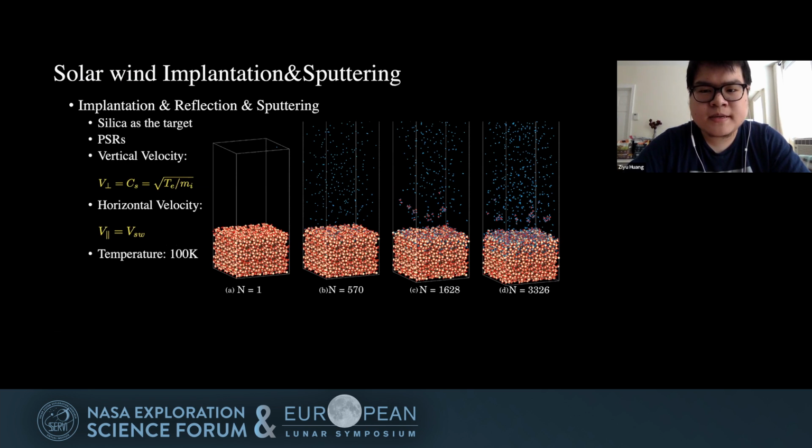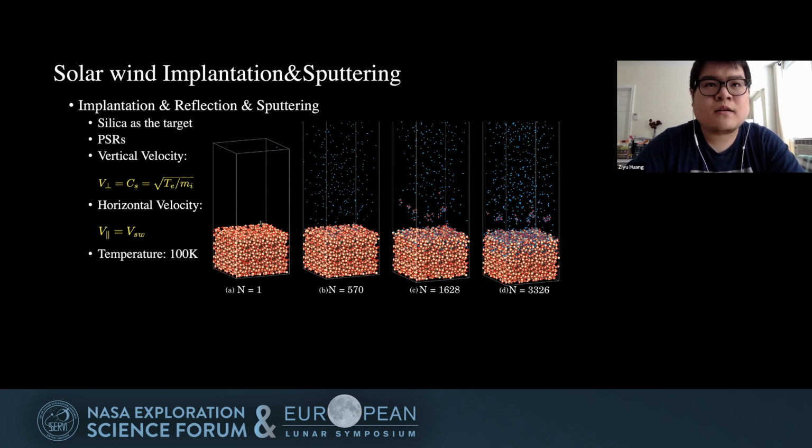We'll limit the case to PSR since there's no photodesorption and the temperature is low, so that the thermal desorption is low as well. The horizontal velocity is the drifting velocity of the solar wind, which is about 400 kilometers per second. And the vertical velocity is calculated by the plasma sheath theory, which is the ion acoustic velocity, square root of electron temperature over the mass of protons. And the value is about 40 kilometers per second. After each implantation, we relax the surface to the original temperature, which is about 100 Kelvin, making sure there's no energy residue before the next implantation cycle.